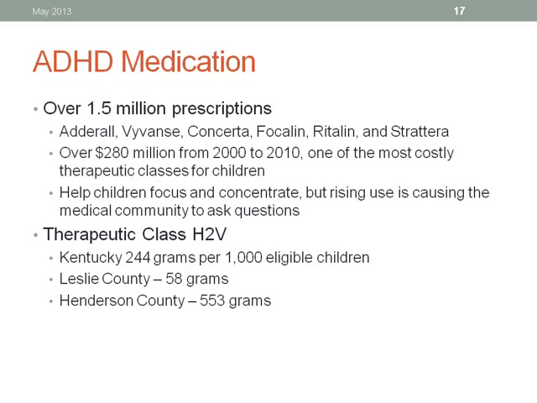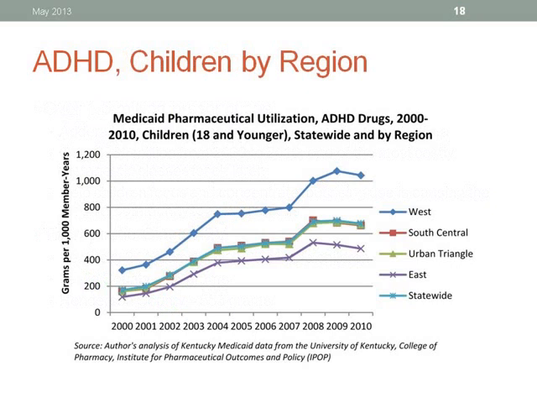When you look at, here's an important difference. One of the therapeutic classes for ADHD, the largest one, the state average is 244 grams per 1,000 eligible children. Leslie County again, okay, had the smallest, 58 grams. Henderson County had the largest, nearly 10 times greater. And here over time, again, we can see the increasing consumption, if you will. This is children, grams per 1,000. The western part of the state has increased tremendously. All have increased, but you can see the western part of the state, it's really high.